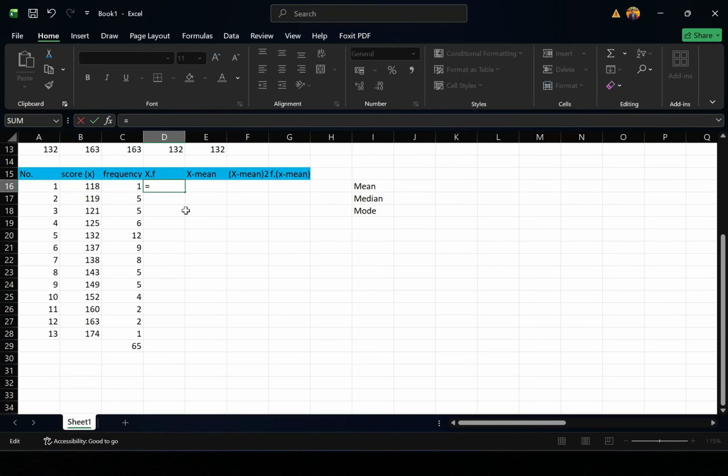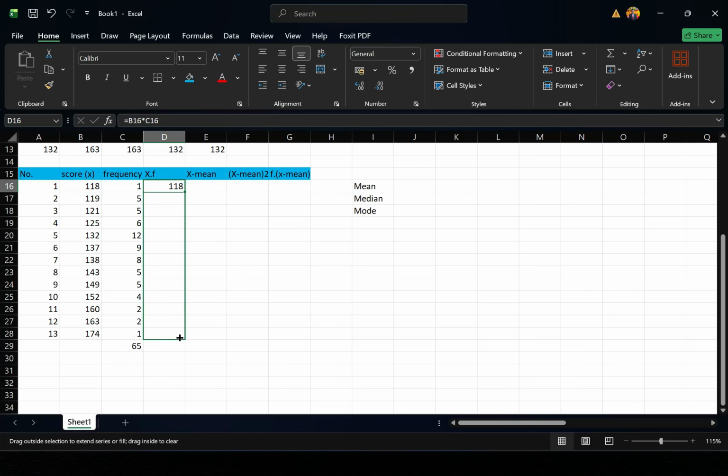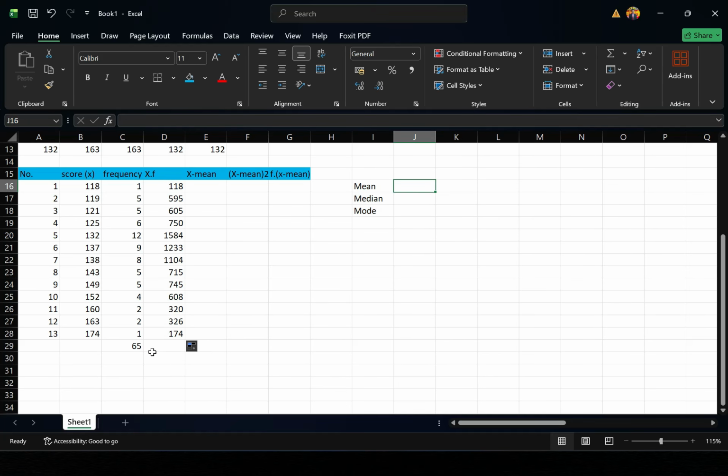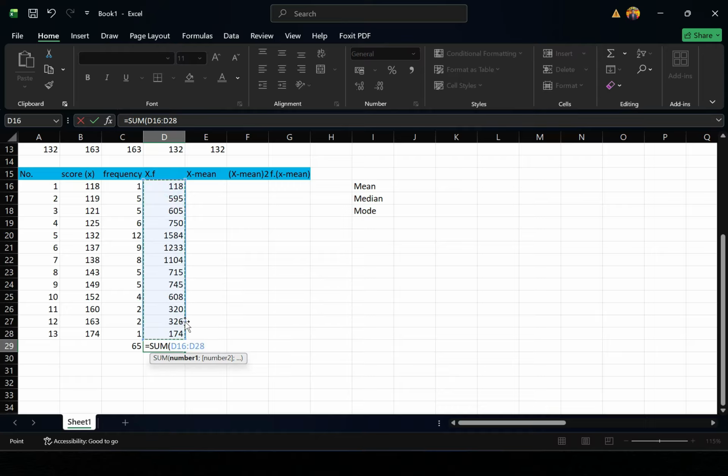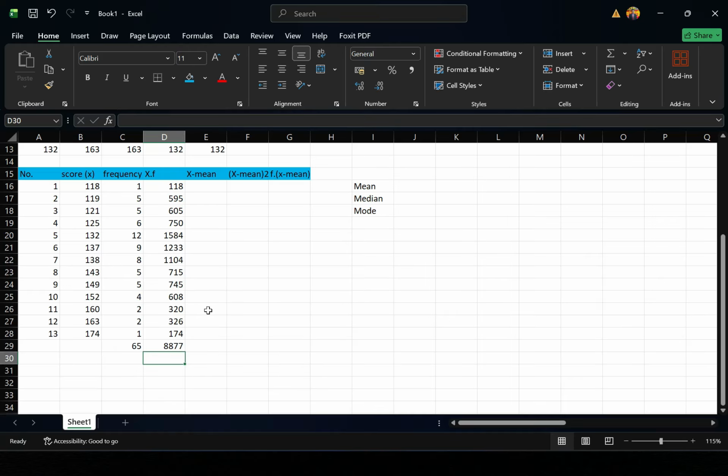Now we're going to find the x times f. We can just select the score, use the star to multiply it by the frequency, then we just drag it down. We'll do the same thing as for the frequency: we have to use SUM and then drag all the scores, then enter to get the total of the frequency and the score.